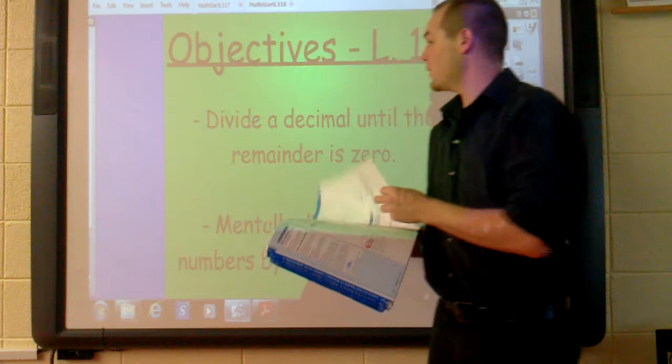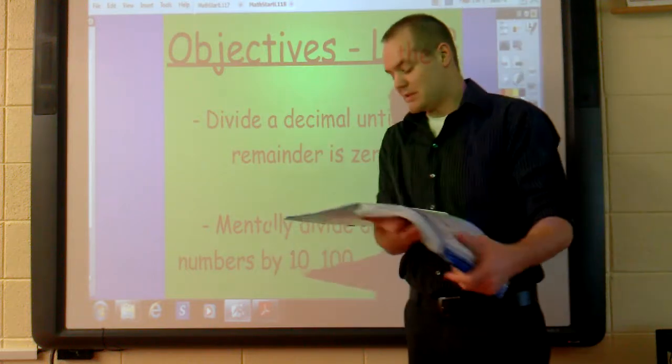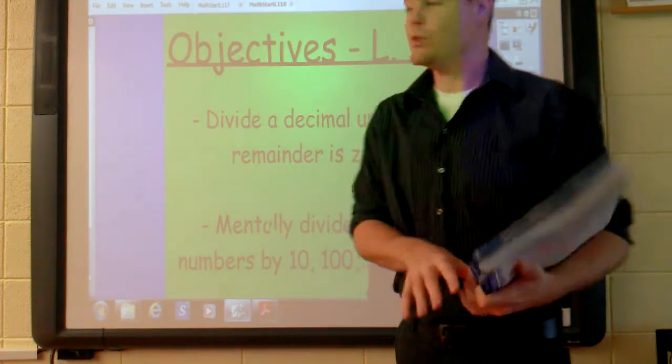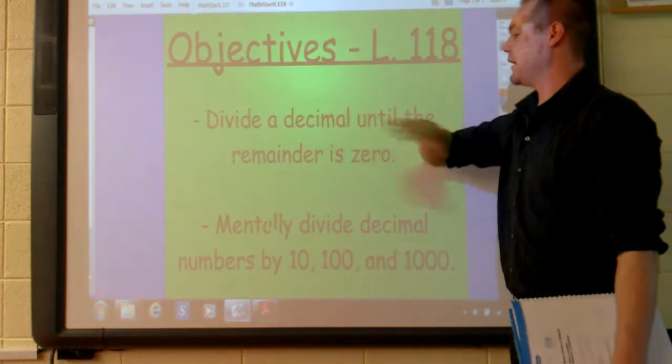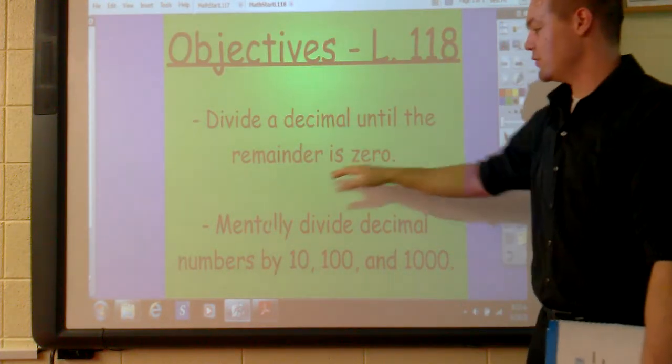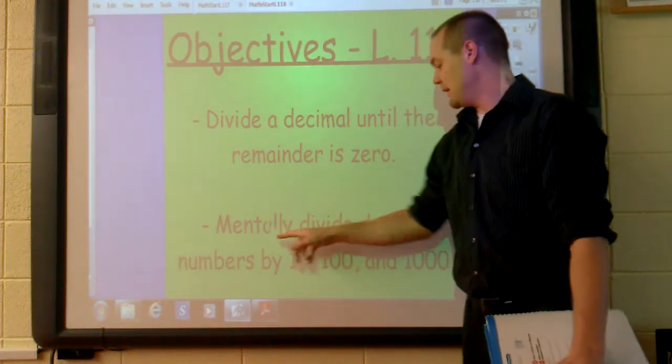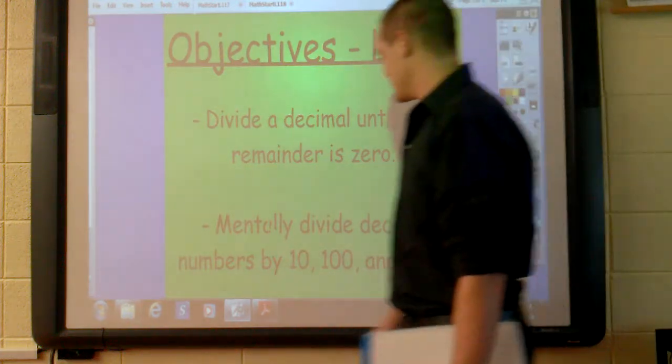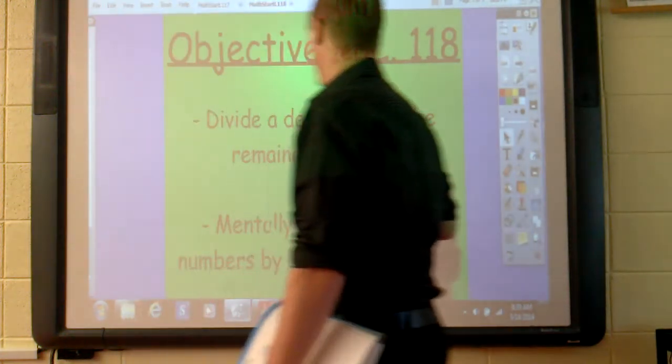Lesson 118 is found on page 773. We have two new concepts or two objectives today. We will divide a decimal number until the remainder is 0, and we will mentally divide decimal numbers by 10, 100, and 1,000.